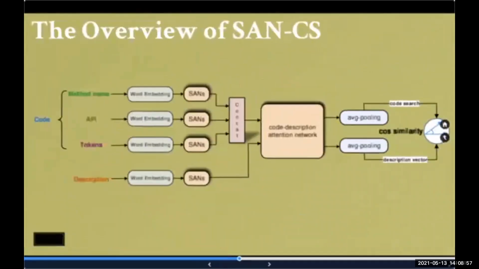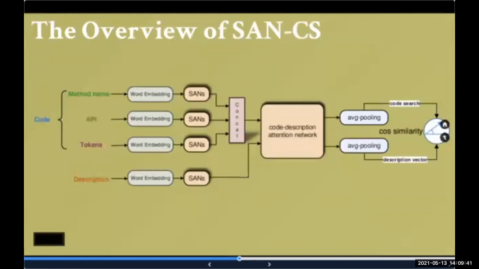In this picture, it gives an overview of SNCS. To encode the code snippet, we divide it into 3 parts, including method name, API sequence, and code tokens. For each part, we use a word embedding layer and a self-attention network to learn a representation for it respectively. And we concatenate these 3 parts to get the code vector. The same operation is also applied to the description to get the description vector.